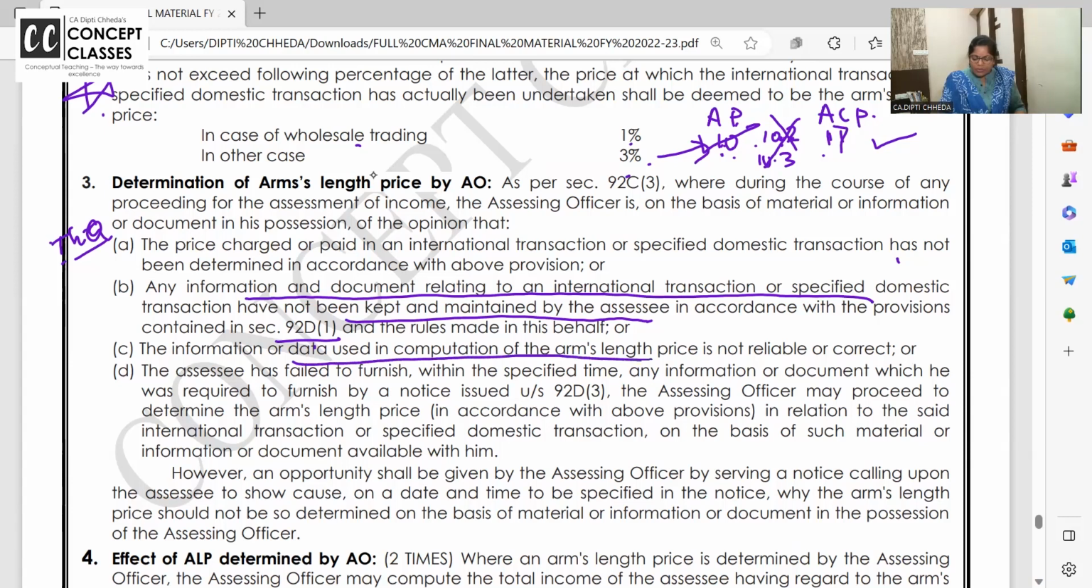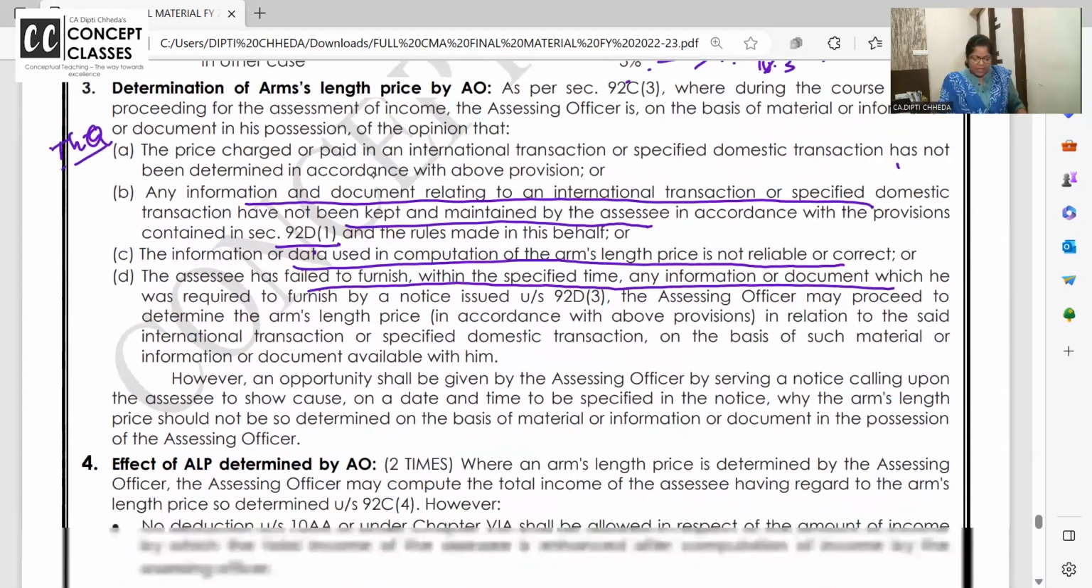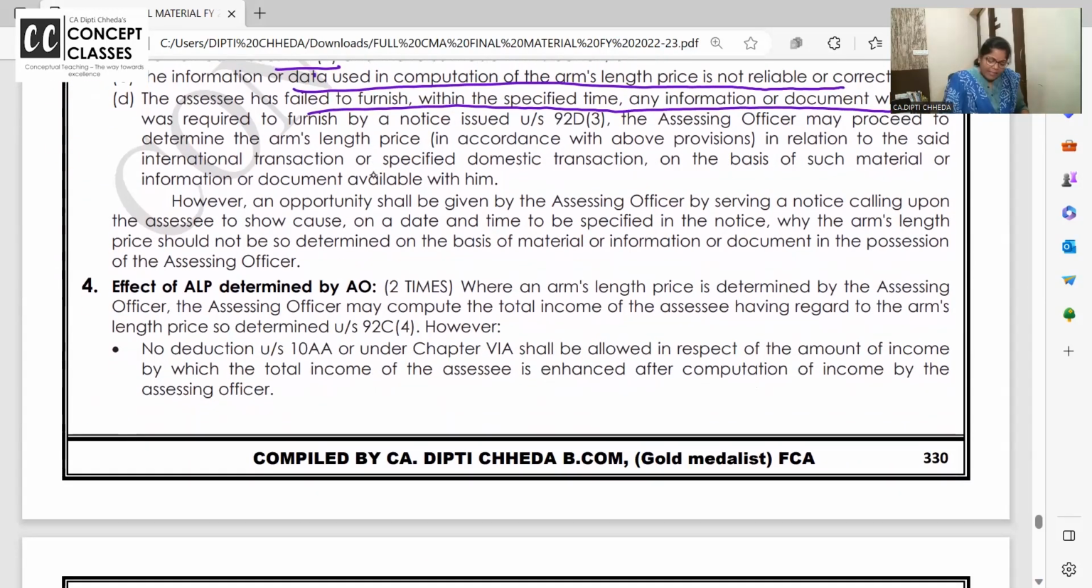Or the data used is not at arm's length, or the assessee has failed to furnish within the specified time. So in all these cases, AO will decide the arm's length price. Very important, two times they have asked. If AO is deciding that no, your actual price is 80 lakhs, but arm's length price is 100 lakhs, so 20 lakhs, say your total income is increased.